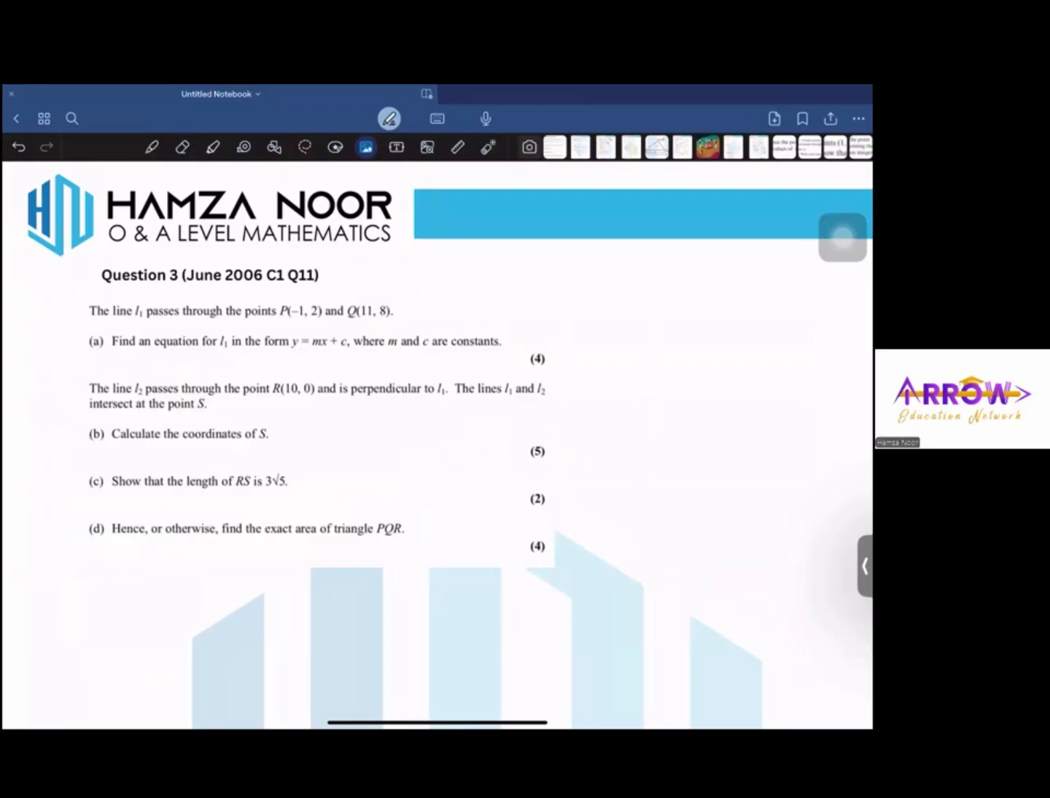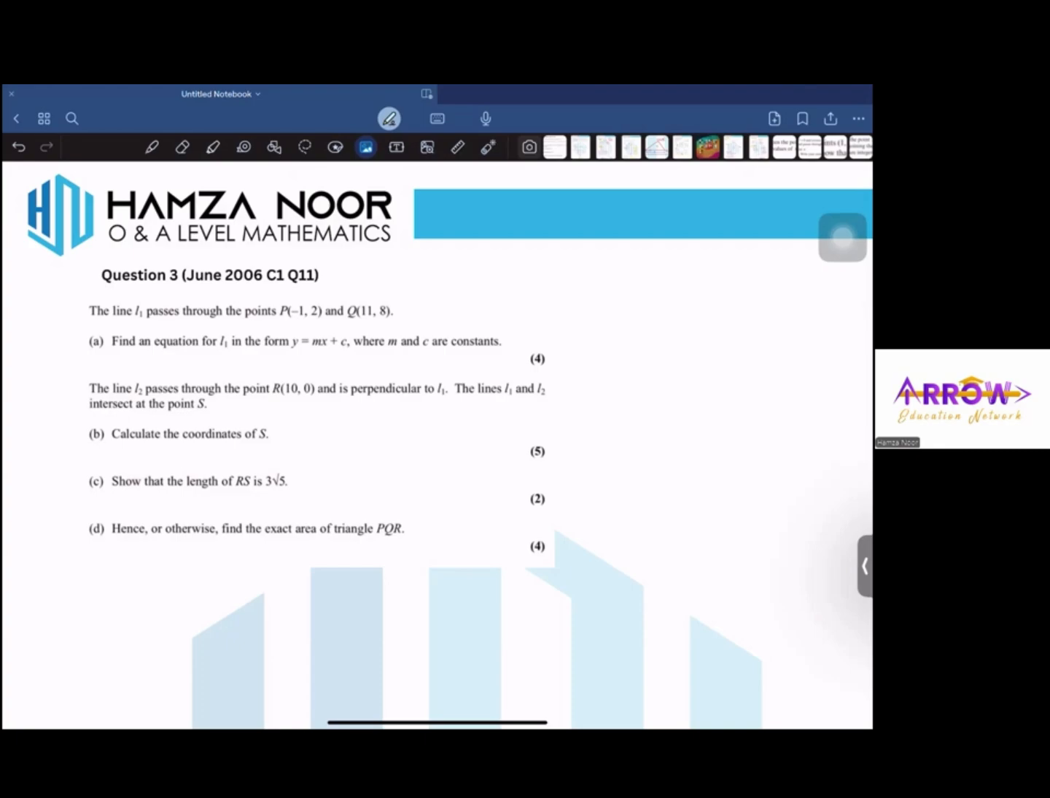Today I'm going to solve some past paper questions from International A-Level Edexcel P1 Pure Mathematics 1. The topic is straight line graphs, chapter number 5, which is also known as coordinate geometry. So we have a topical past paper handout. First of all, we have question number 3 over here, which is June 2006 C1 question number 11.